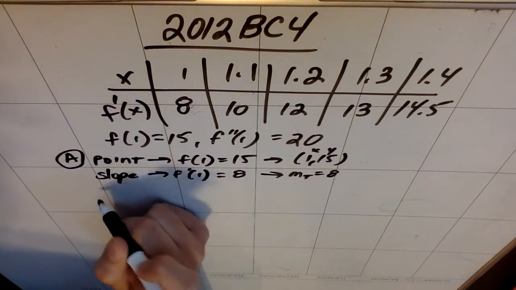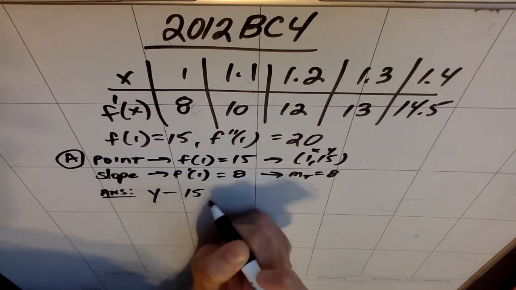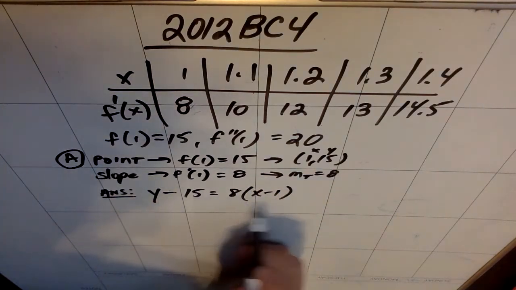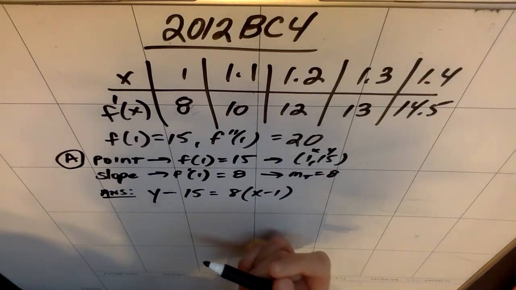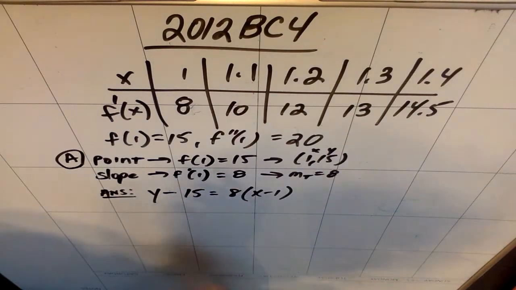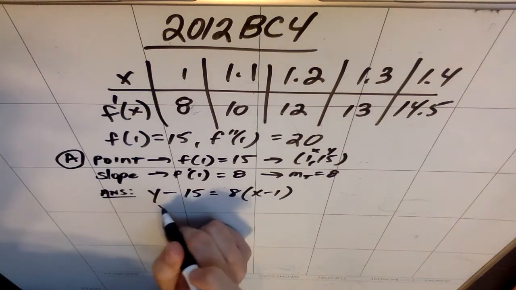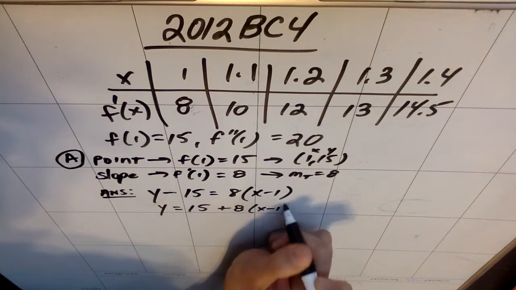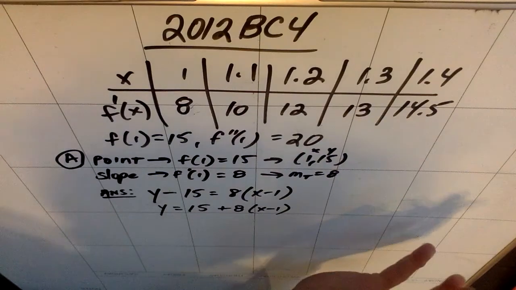So what that means is that the answer to the first part of this question is y minus the y value, which would be 15, equals m, x minus the x value, right? So the quantity x minus 1. So I get y minus 15 equals 8 times the quantity x minus 1. And that's great. They did not say that I have to solve the tangent line for y, but if you want to solve it for y, the lazy way to do that is to add the 15 over and leave the 8 times the quantity x minus 1. So either of those are fine. Great. I wouldn't simplify it.